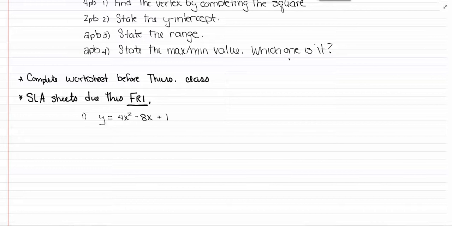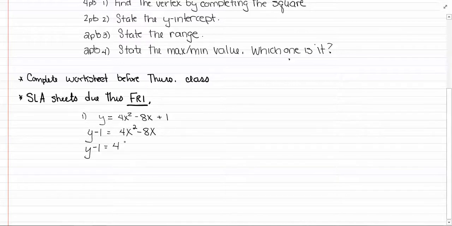So for this question, you were asked to complete the square to find the vertex. So the first thing you'd want to do is move that 1 over to the other side. And when you do that, you subtract it. And then the second thing that you want to do is, remember, you want to create that A in front of the parentheses. So you've got to factor out the 4 in this case.